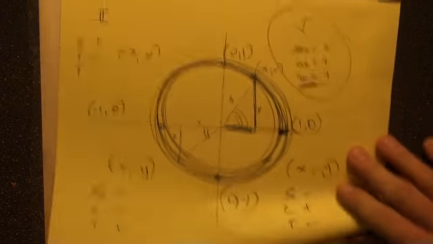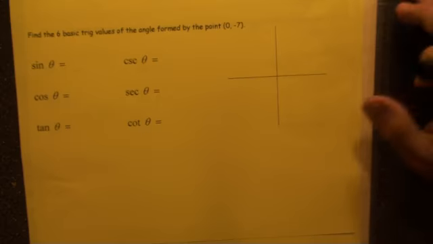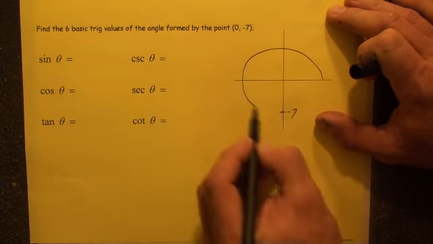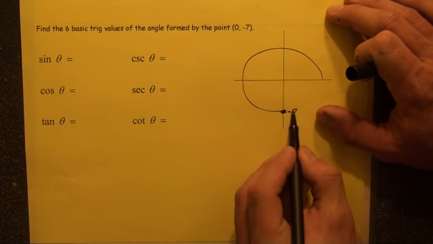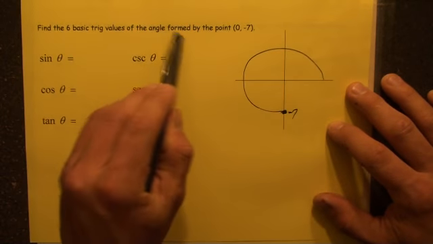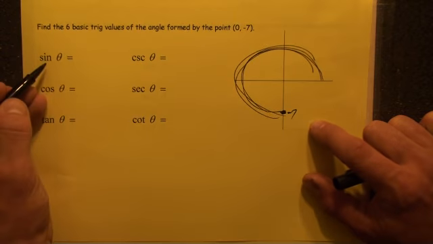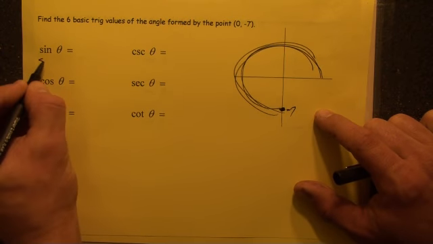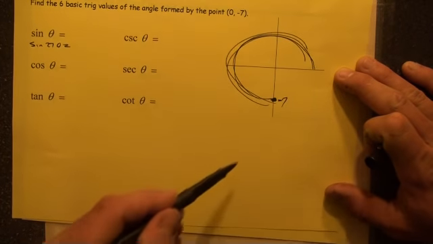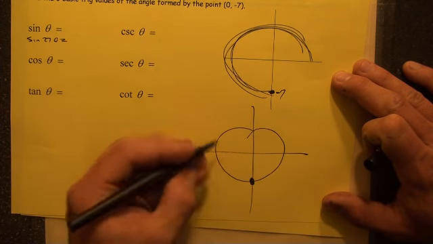So what we're going to do here, in order to deal with this problem, let's first of all go ahead and graph the situation. 0, -7 is right here. What they want us to find is the basic trig values for the angle formed. Well, what is theta here? 270. What they're asking us to do is find sine 270. And in order to do that, we're not even going to use this. We're going to use the unit circle. And you're only going to go to this one spot.